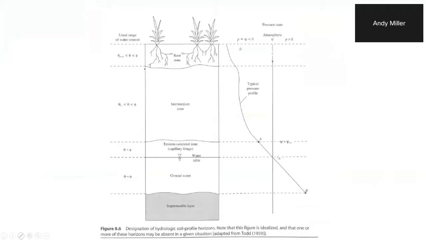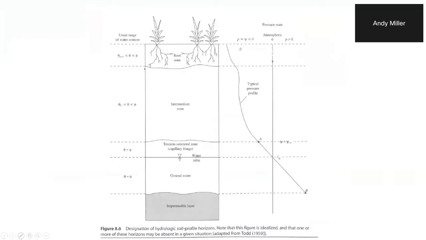It's actually a very good slide for putting a lot of things we've been talking about in perspective. So for starters, there are different zones in here, right? There's not actually a distance scale on here. So here's the root zone, and you've got plants that are sucking moisture out of the soil. So there's ET going on that's causing them to pull moisture up and out of the soil. Then you've got an intermediate zone here. Then you've got what they call a tension saturated zone, water table, groundwater, and impermeable layer.